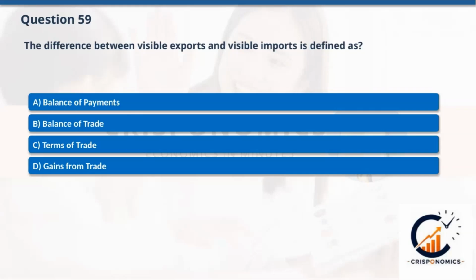Let's take a moment to clarify some key terms in international trade. The difference between visible exports and visible imports is what we call the balance of trade. It's a crucial measure, showing whether a country sells more goods abroad than it buys from other countries. This slide helps us understand how trade flows impact a nation's economy, setting the stage for deeper discussions about payments, terms, and gains from trade.